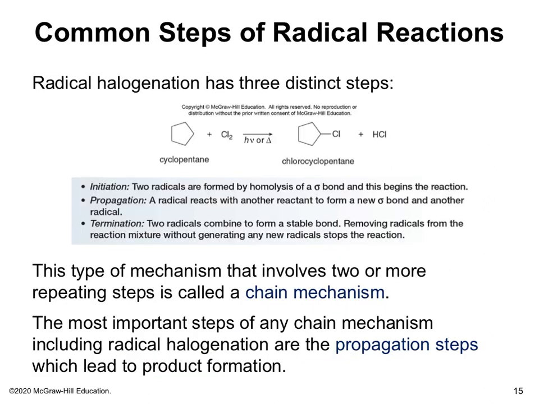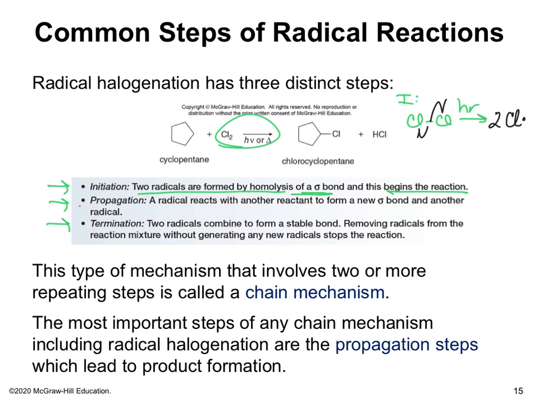All right, so like I said, we have initiation, propagation, termination. In initiation, two radicals are formed by the homolysis of the sigma bonds. This always begins the reaction. So an initiation step for this would be, you would show it like this, Cl2 and H nu, and you would show the homolytic cleavage, and that's how you would show the initiation step.